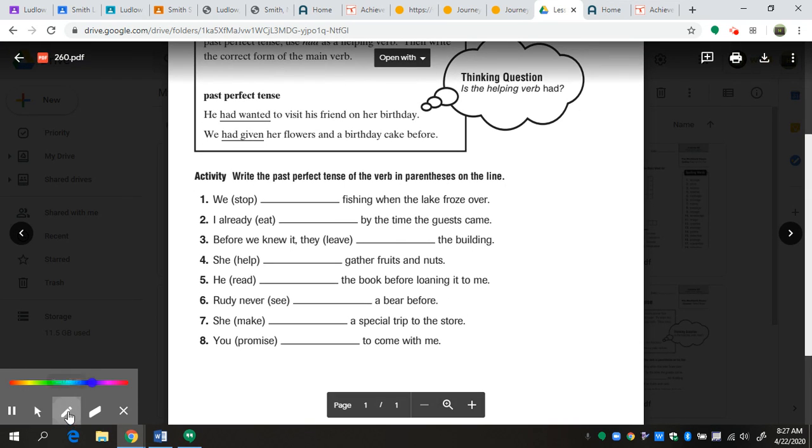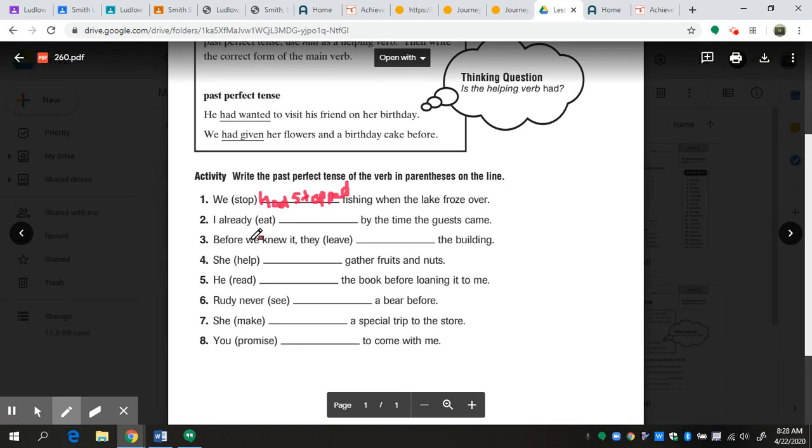So let's look at number one. I'm going to do 3 of them on this page with you so that you can do the rest independently. So number 1, we stop fishing when the lake had frozen over. Well, I need to use the past tense had. So we had, and then the past tense of the word stop, which is stopped. S-T-O-P-P-E-D. Remember to double your consonant because of our vowel sound rules. We had stopped fishing when the lake froze over.